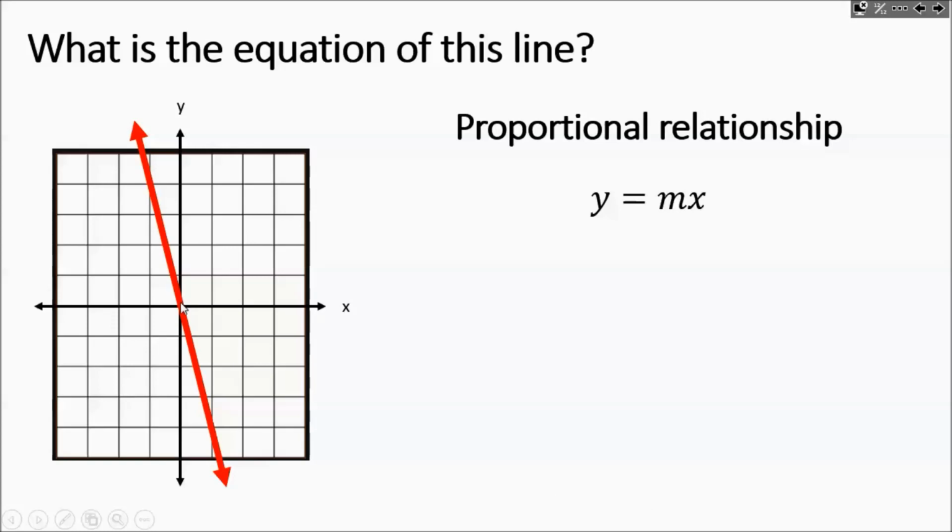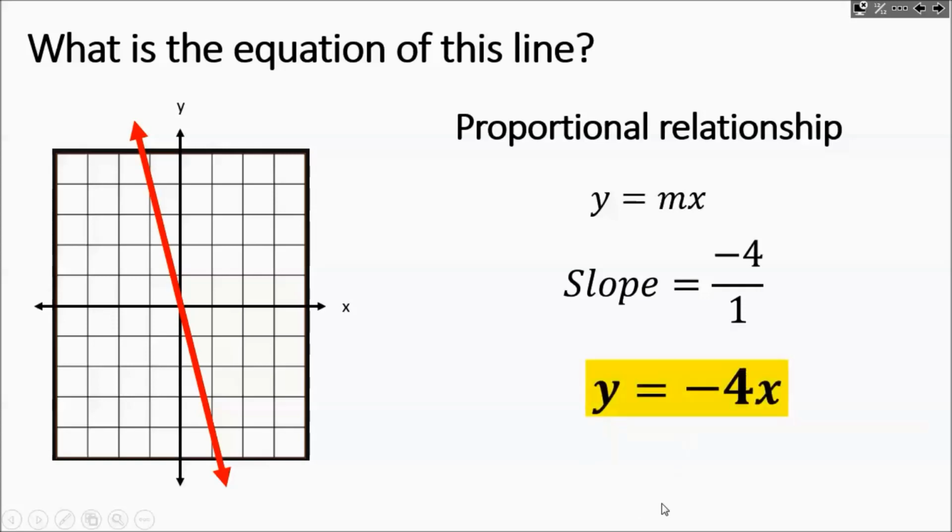I'm going down 3, no, I'm going down 4, right 1. Or I could think of it as up 4, left 1, which still makes it negative 4/1. Down 4, right 1, down 4, right 1. So we don't really need the 1 anymore if we're just putting it in equation form, so we can think of this as y equals negative 4x.